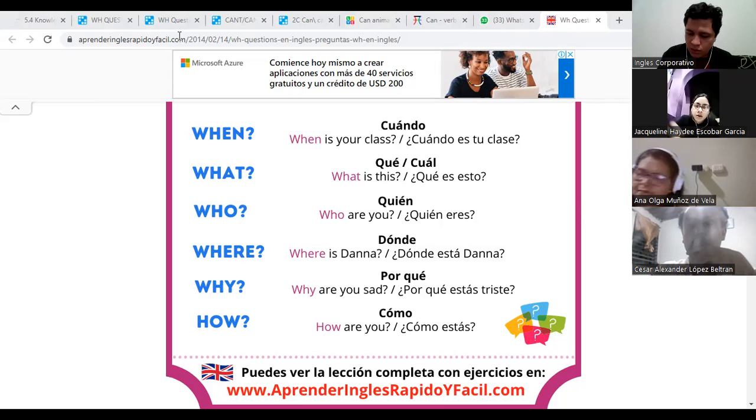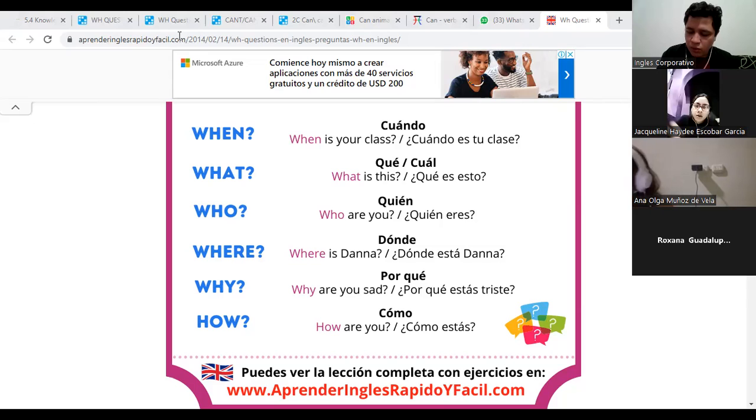When do you go back home? When do you go back? When do you go back to home? No, at home. To home. When do you go to the shopping? When do you go to the shopping? La última, when do you go to the shopping?